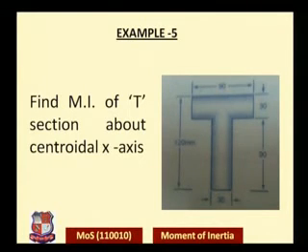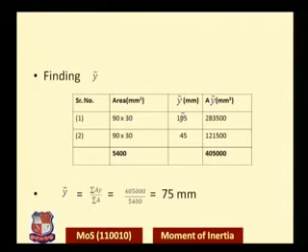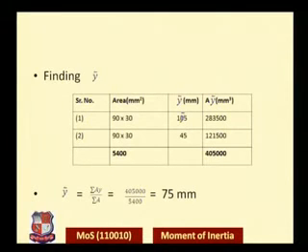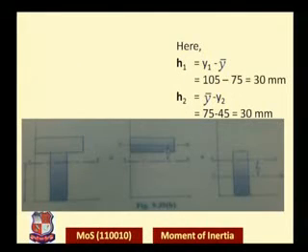Here first of all I have found the centroid, the y coordinate of the centroid for the T section, which is y bar equal to 75 mm, and then you discretize into the two standard shapes, which are element number 1 and element number 2. Then you find the moment of inertia of element 1 about the centroid of the T section. Accordingly find the MI of element 2 about the centroid of the T section, and the only thing you have to use here is the parallel axis theorem.